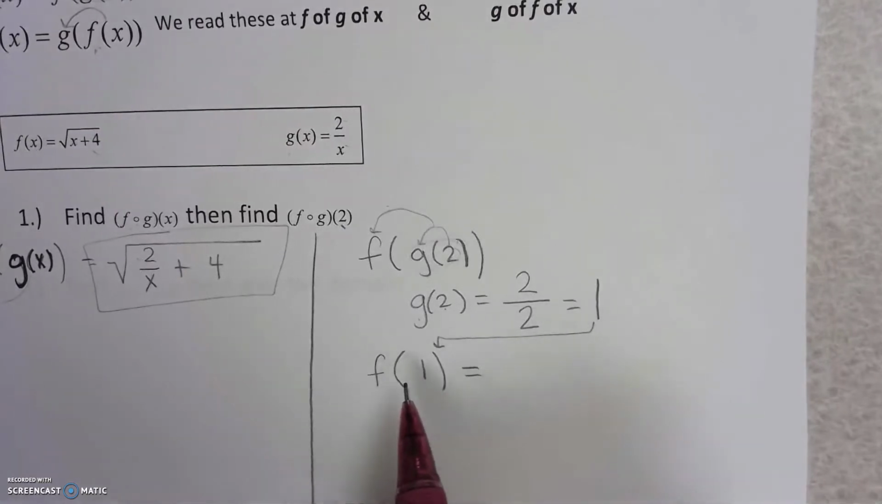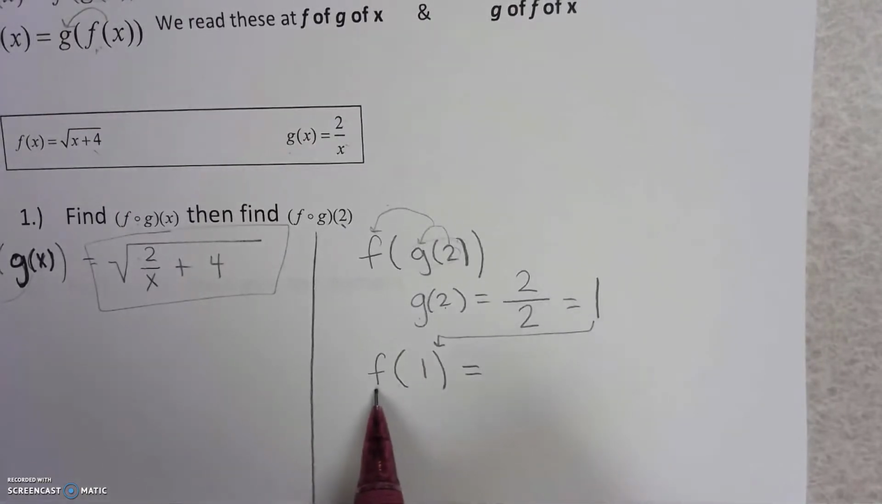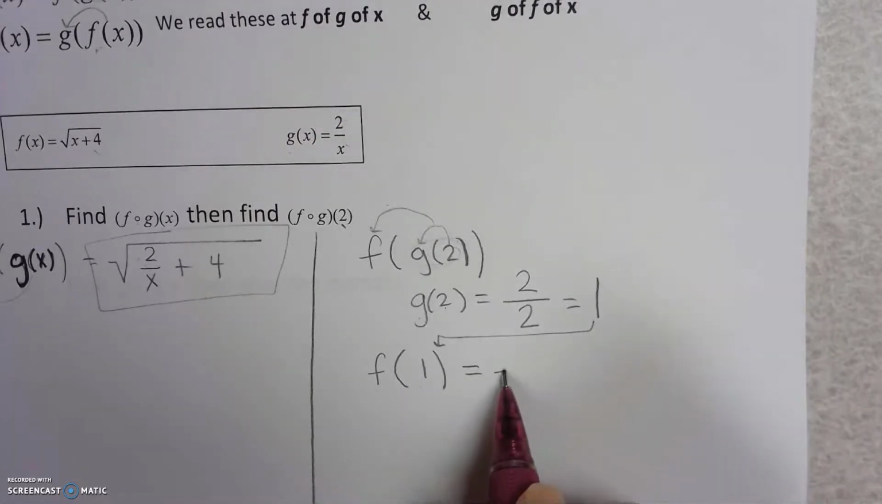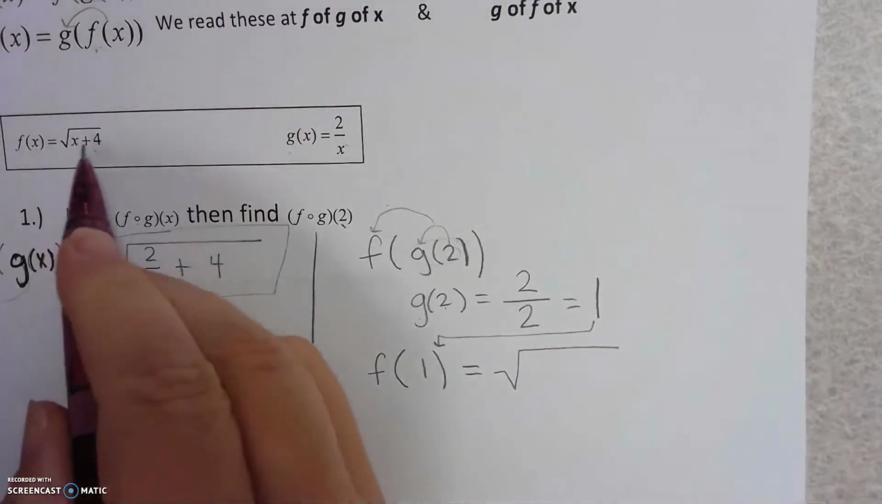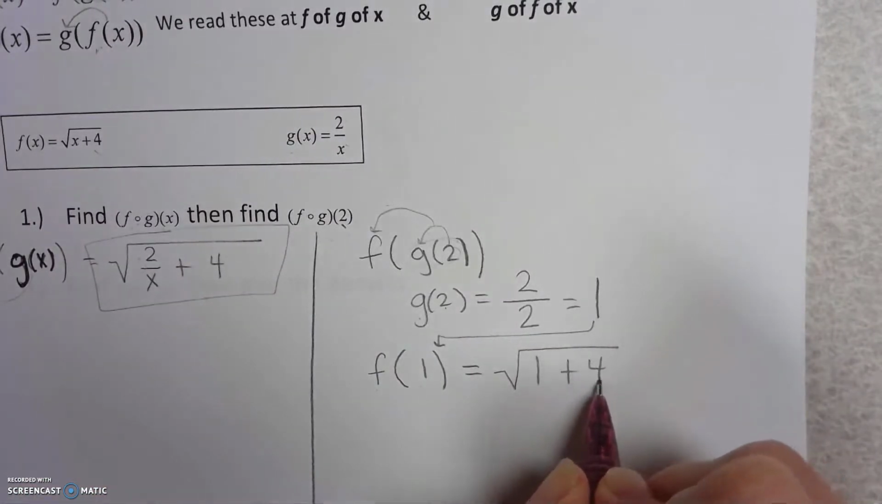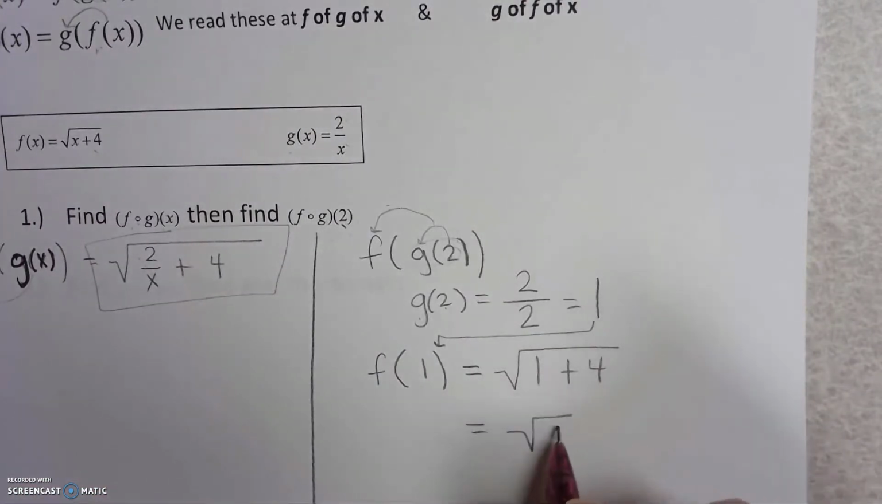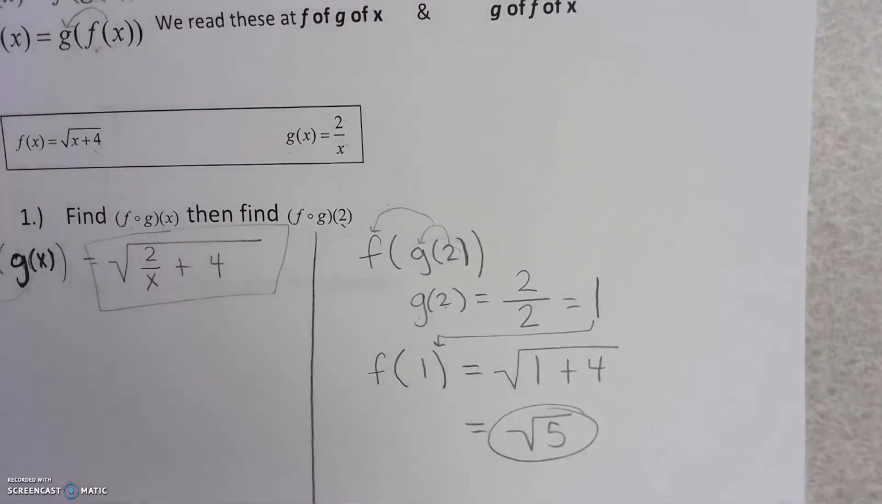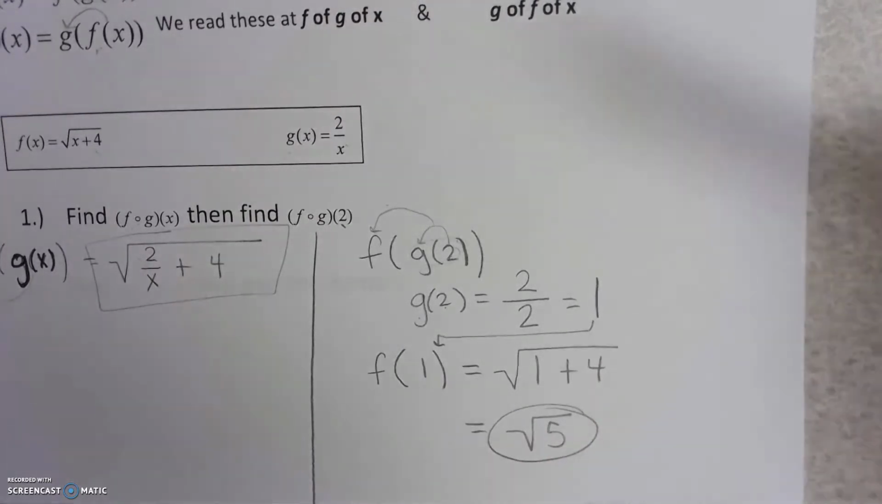Alright, then now this says find the value of f when x is 1. So I'm going to plug 1 into f, which is the square root of x plus 4. In place of x, I'm going to put a 1 plus 4 to get the square root of 5. Okay, so let's review that.